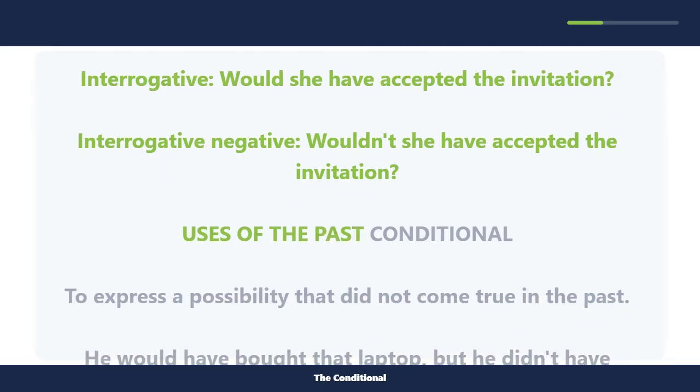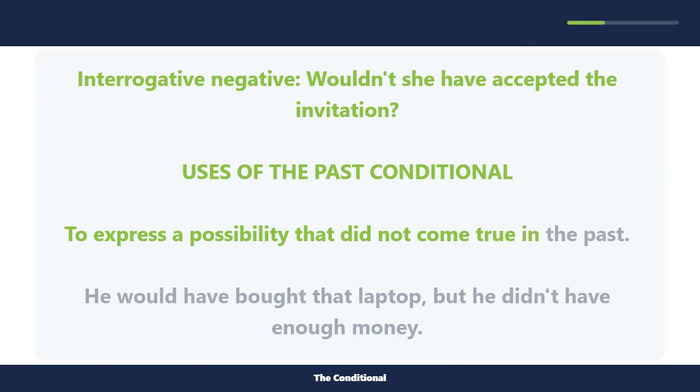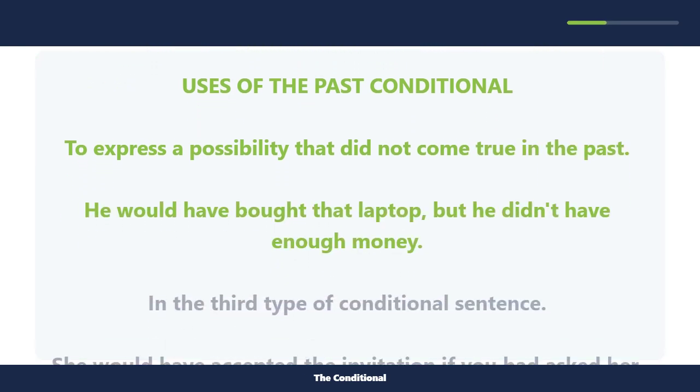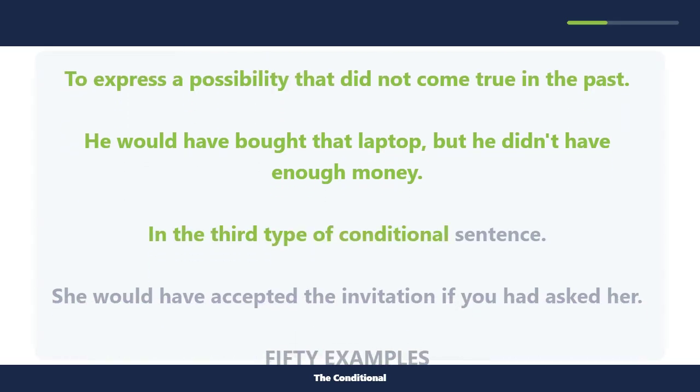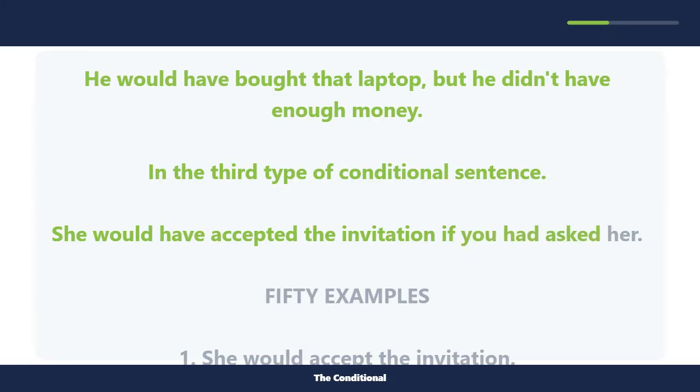Uses of the past conditional. To express a possibility that did not come true in the past: He would have bought that laptop, but he didn't have enough money. In the third type of conditional sentence: She would have accepted the invitation if you had asked her.